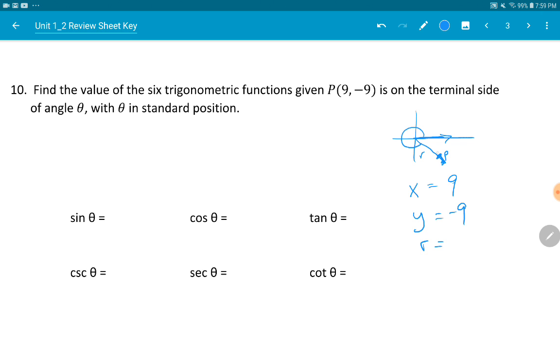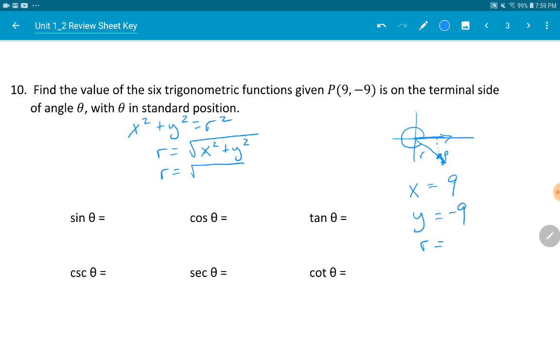To find that, I can use the Pythagorean theorem and say that x squared plus y squared equals r squared. Solving for r, I get r equals the square root of x squared plus y squared. I know that's going to be a positive square root because r is a distance, a length. R is always positive.